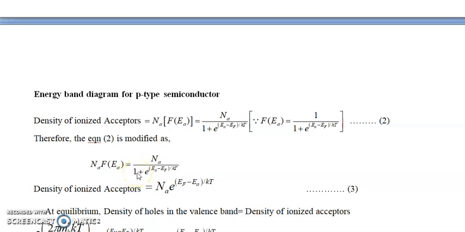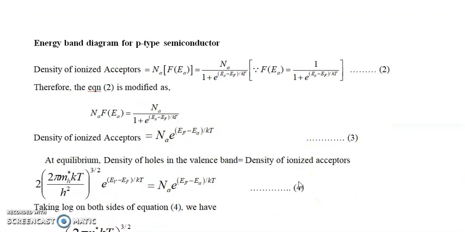The remaining mathematical expression is Na/e^((Ea − Ef)/kT). We bring this e power term into the numerator. When the denominator's exponential term moves to the numerator, we multiply the power by minus, so it becomes Na times e^((Ef − Ea)/kT). This is equation number 3.